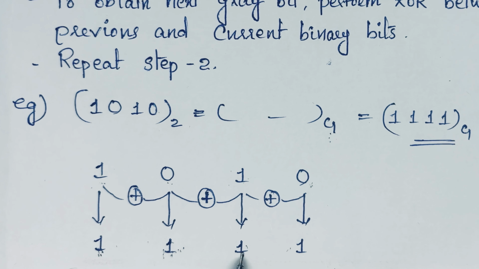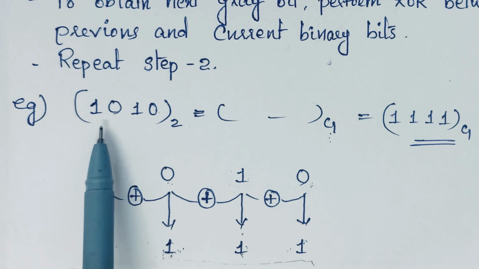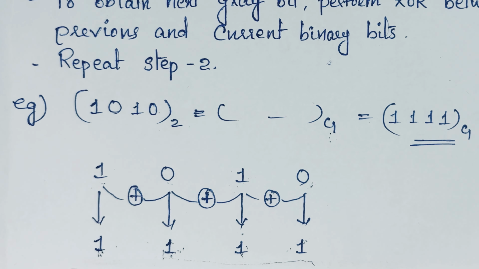Now the next gray bit we get by the XOR operation of previous and current binary bits. That means 0 XOR 1. What is 0 XOR 1? 1. Now the next bit between this previous and current, that means 1 XOR 0, 1. So this is the resultant gray code for the binary code 1010.